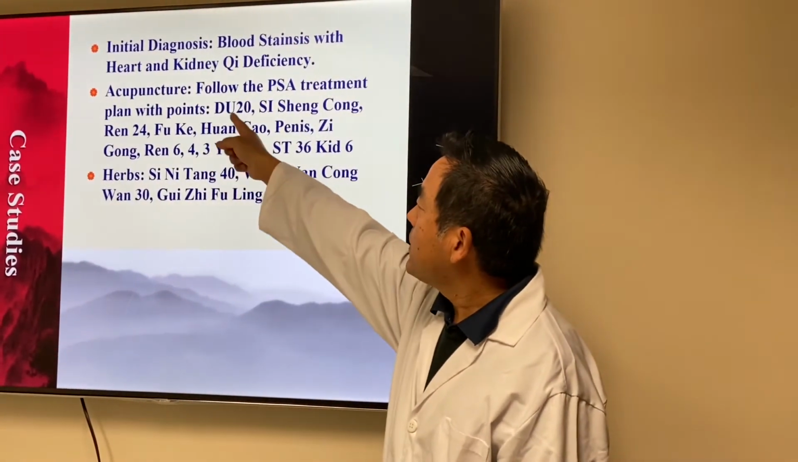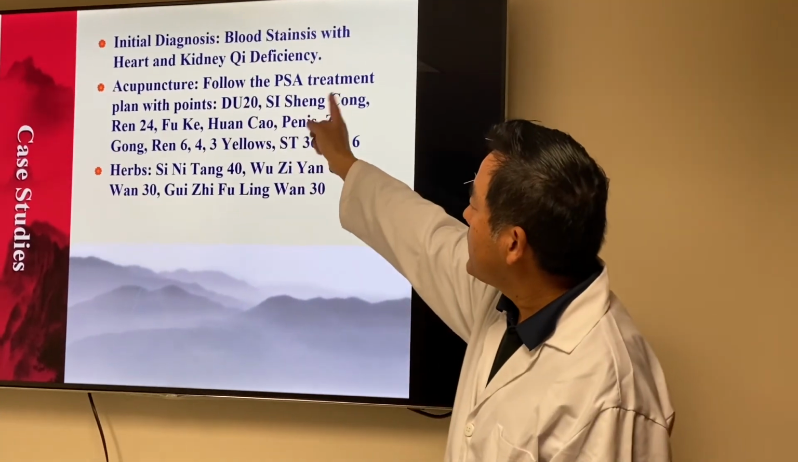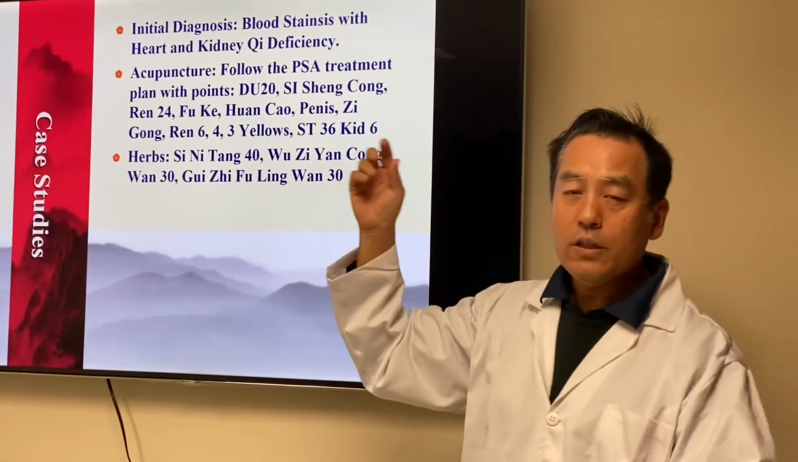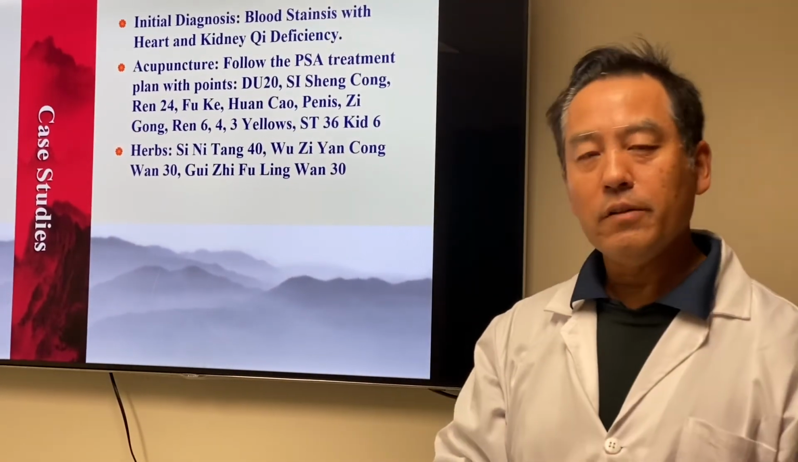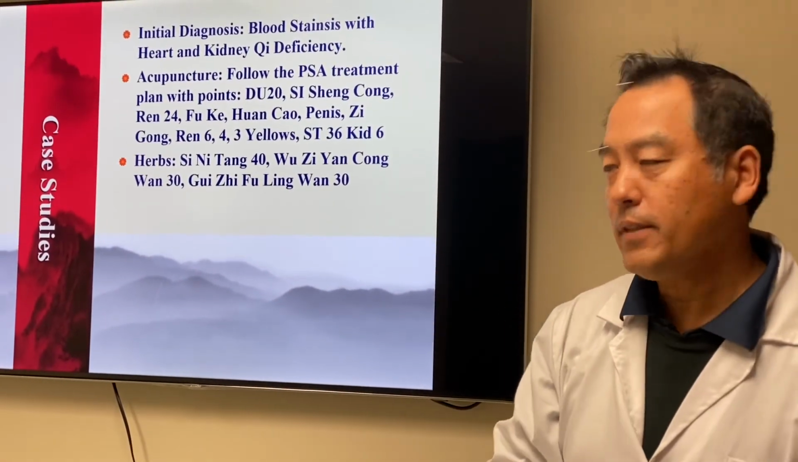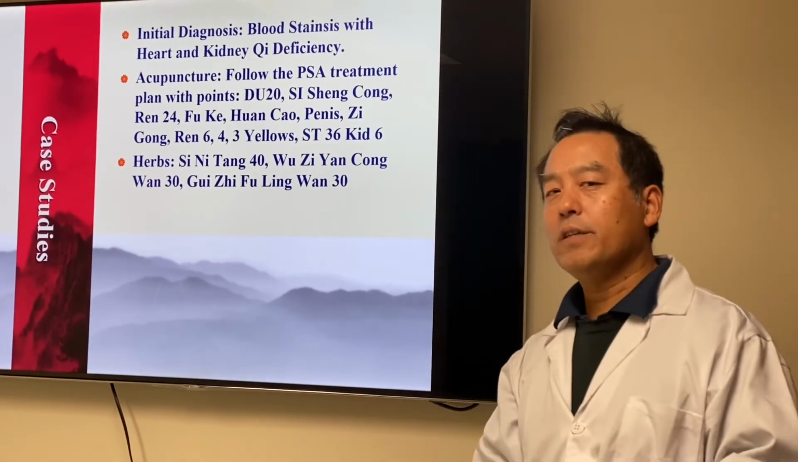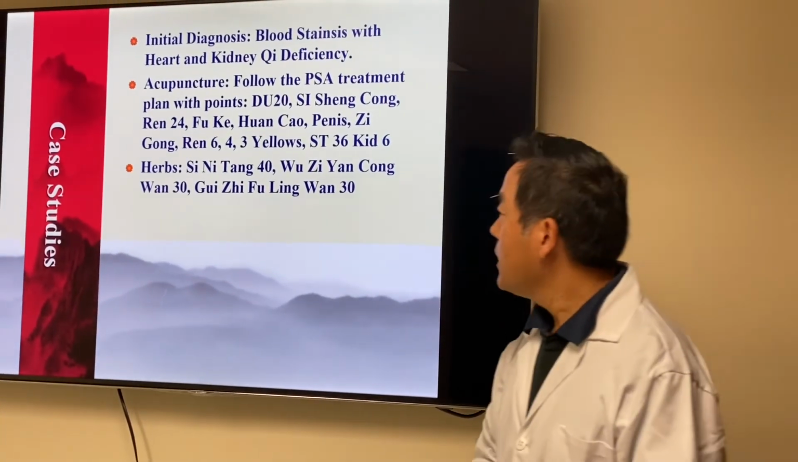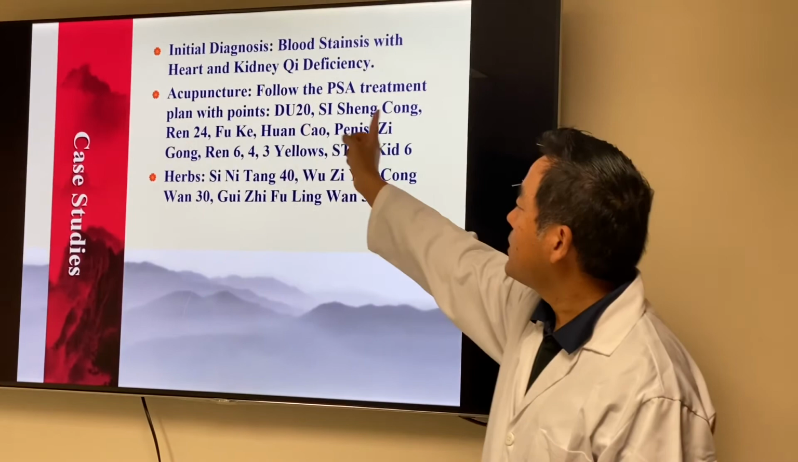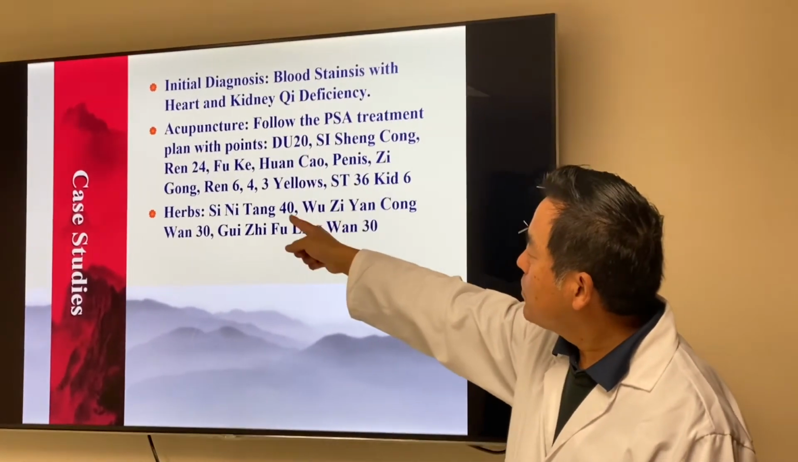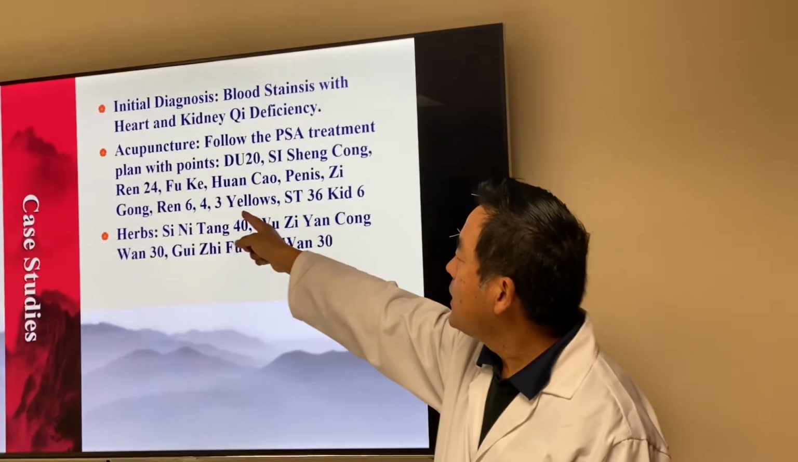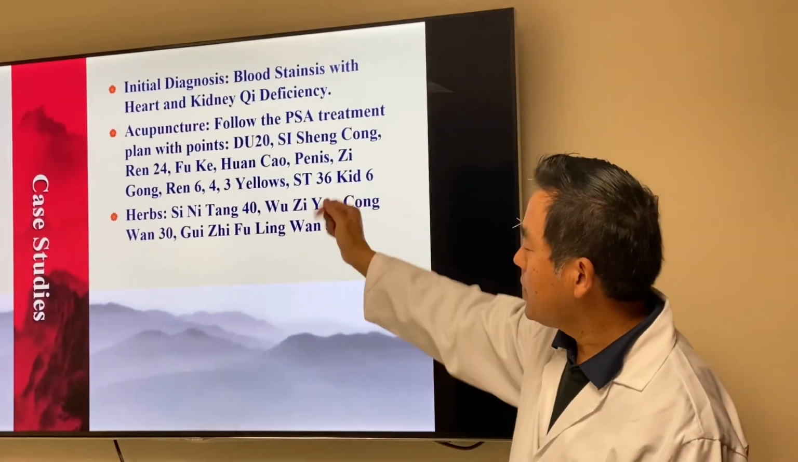The acupuncture appointment follows the treatment plan. With acupuncture treatment, you always have to follow the treatment plan and give the patient advice on how to modify their lifestyle so that they can flush the toxins and get a healthy prostate. Plus the points: Du 20, 四神聪, Ren 24, 妇科环草, Ren 6, 4, 3, Spleen 6, Stomach 36, Kidney 6.